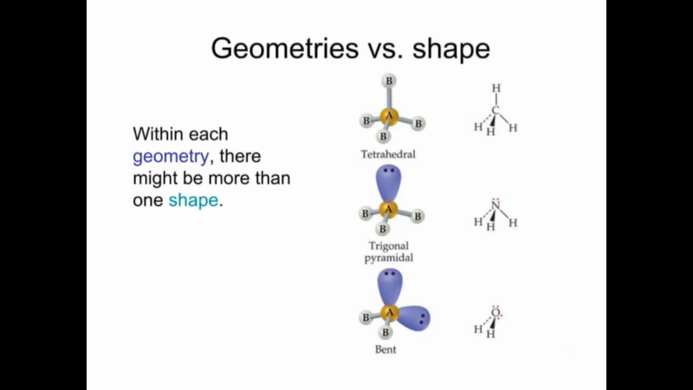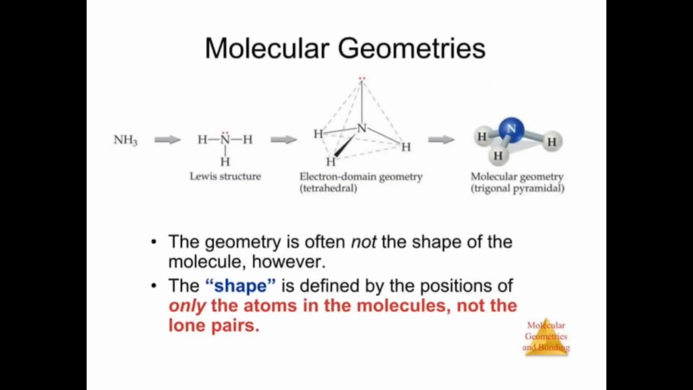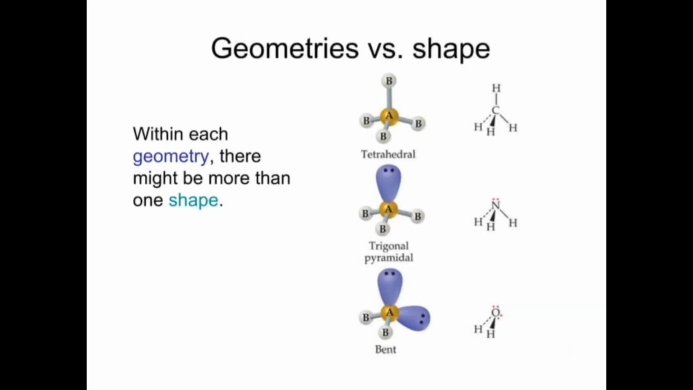Now, in most cases, we said this shape is a result of the orientation or the position of the atoms. For the bent, for instance, now look at the bent here.